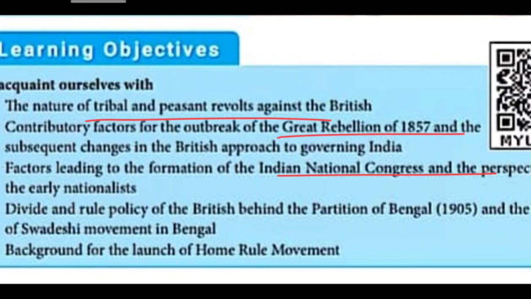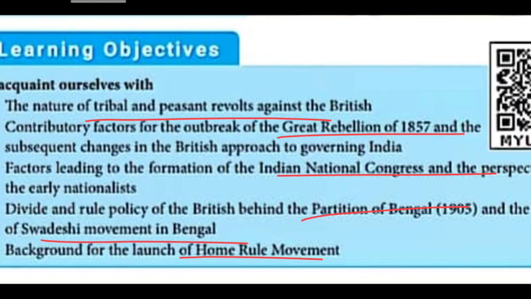The fourth one, partition of Bengal. Lord Curzon made the partition of Bengal. He divided Bengal into two parts, West Bengal and East Bengal. Such things we are going to learn from this lesson. And moreover, the Swadeshi movement in Bengal in the year 1905. Then the last one, the Home Rule movement, which was started by Mrs. Annie Besant at Adyar in Chennai. These are the things we are going to learn from this lesson.